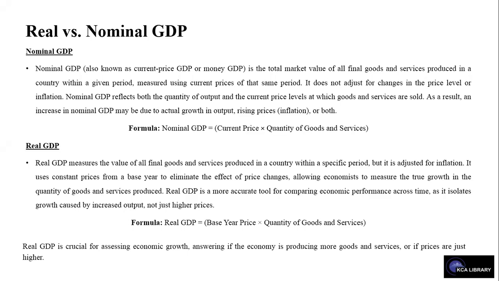For the real GDP, it measures the value of all final goods and services produced in a country within a specific period, but it is adjusted for inflation, and it uses constant prices from a base year to eliminate the effect of price change, allowing economists to measure the true growth in the quantity of goods and services produced. And the formula to calculate this is real GDP is equal to base year price multiplied by the quantity of goods and services. So real GDP is crucial for assessing economic growth, answering if the country's economy is producing more and more goods and services, or if prices are just higher in that regard.